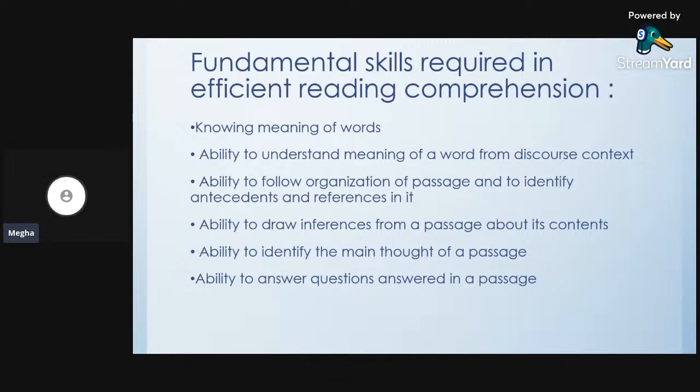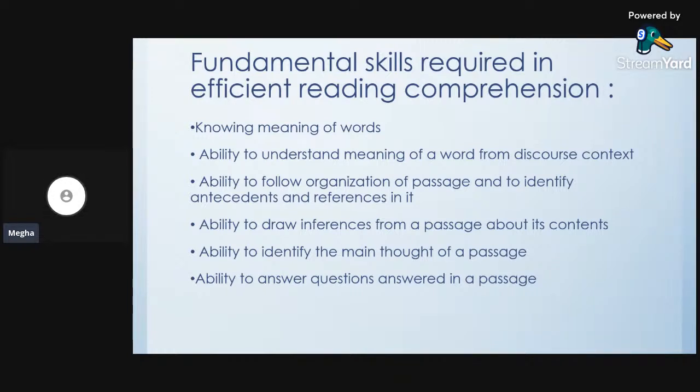As I said, when you identify certain keywords which have to be highlighted in a given passage, and you relate them to the question asked, or when you can think, okay, this might be the answer for this question, this might be something important in the passage. That is important, to draw inferences from a passage.